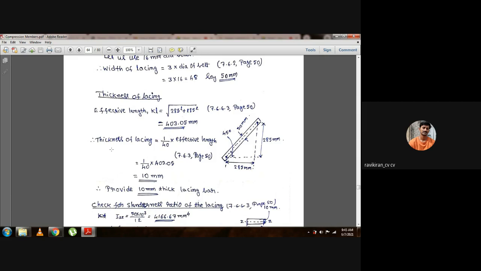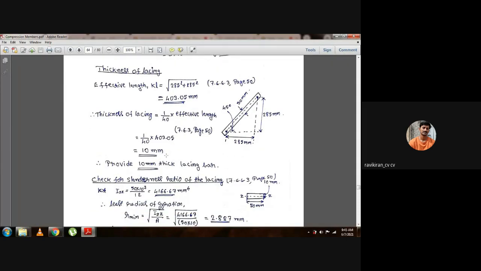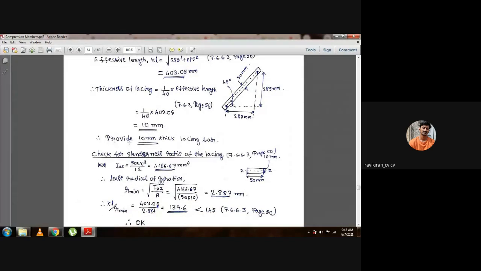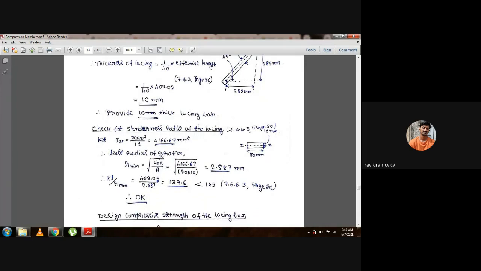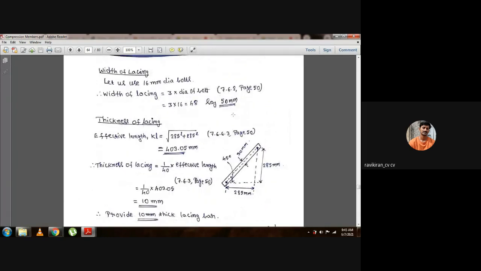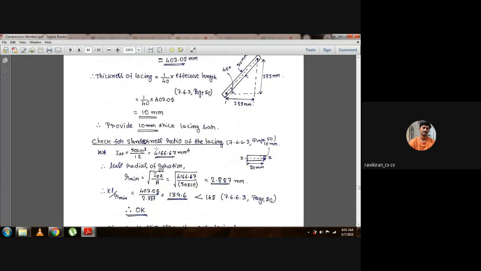The thickness will depend on its effective length. 1/40th times the effective length you should provide as thickness. The effective length is 403 millimeter, and 1/40th of effective length is how much? 10 millimeter you can provide. So provide 10 millimeter thick lacing bar. And width is how much? We got width as 50 millimeter and thickness as 10 millimeter.